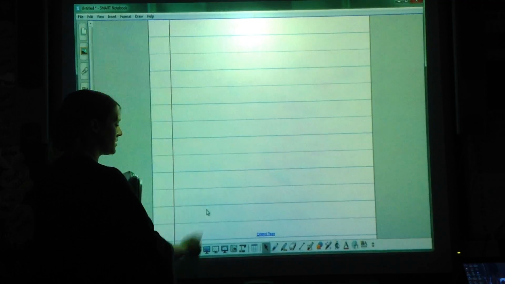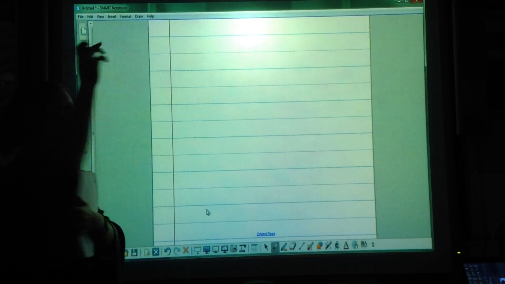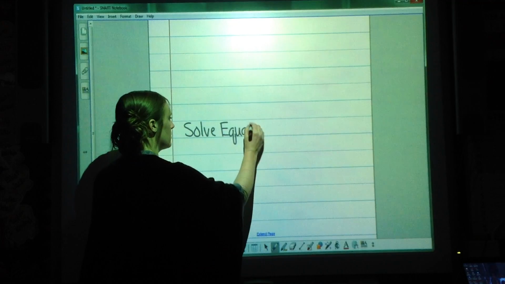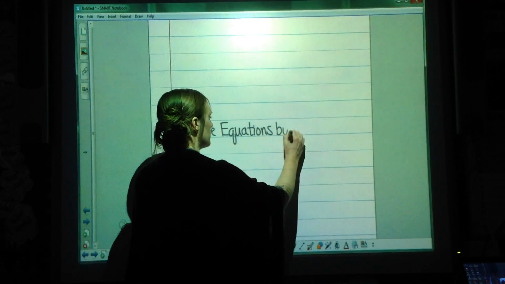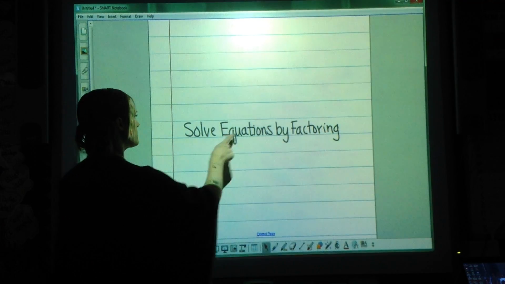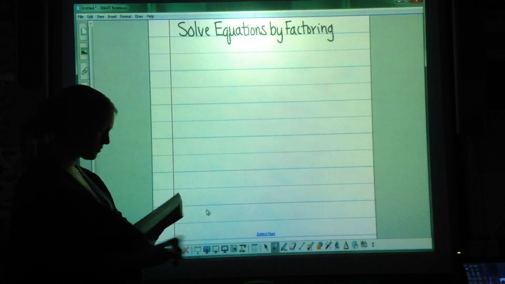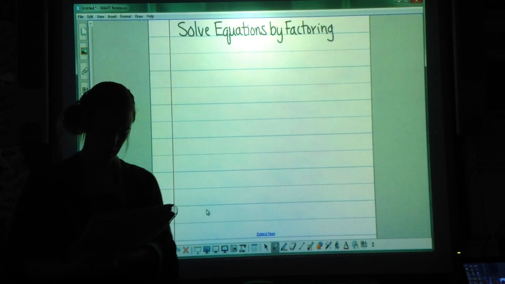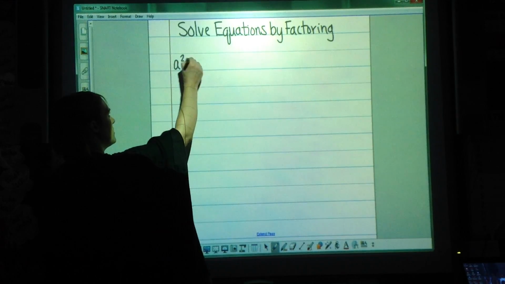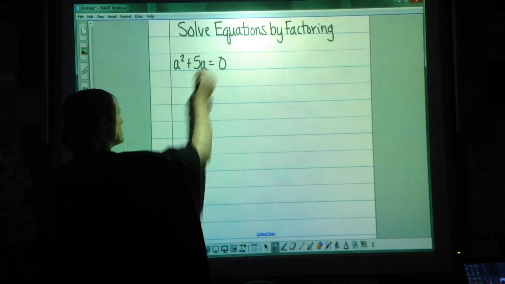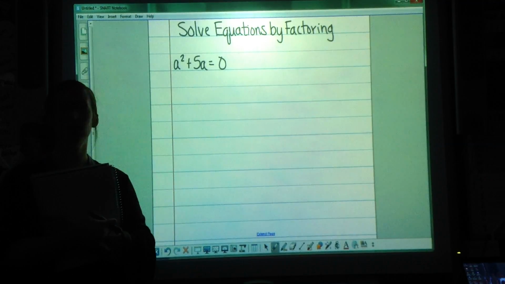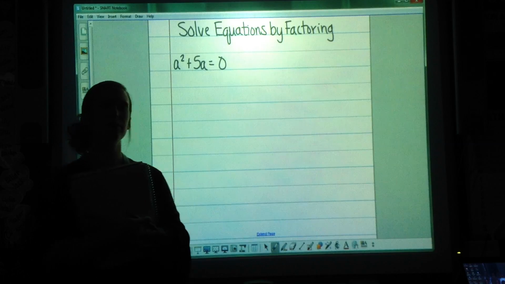Okay, now we're going to put those two things together. So now we're solving equations by factoring. Okay, so let's say we have a squared plus 5a equals 0. This is kind of like what I showed you at the beginning of the video. There's no way to get a by itself here, so I'm going to have to factor.